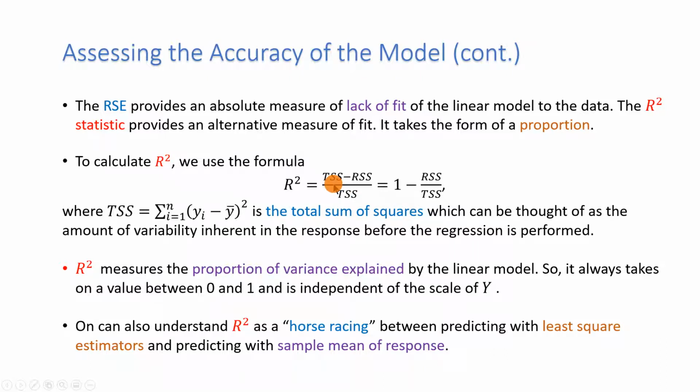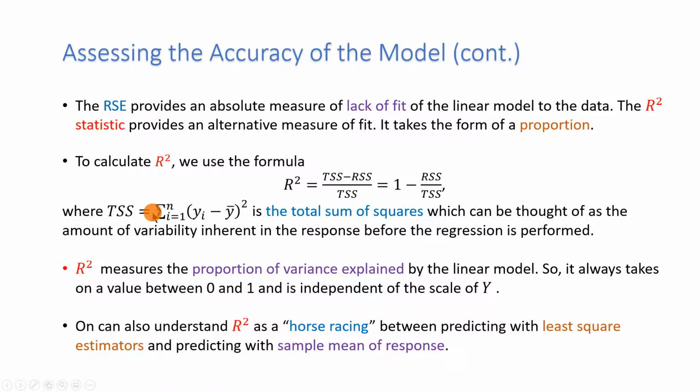The first term is the difference between your total sum of squares and the residual sum of squares, divided by the total sum of squares, right? And the total sum of squares is simply defined as the sum of yi minus y bar, where y bar is the sample mean of your yi, taken square, with the summation from i equals 1 to n.